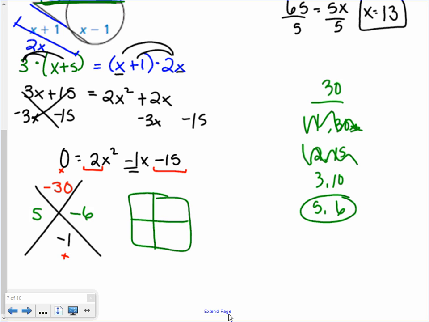Okay, so in your little box, I'm going to put the 2x squared here. And I'm going to put the negative, no, I don't remember if it's the 30 or the 15. We're going to try the 15 there. We're going to try that. No, that's not right.